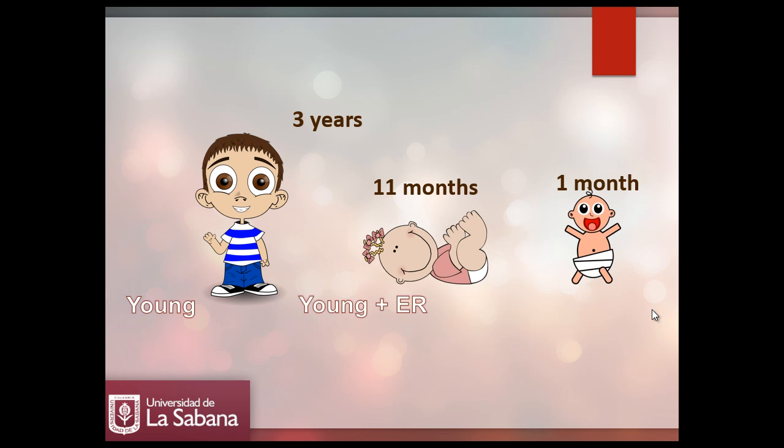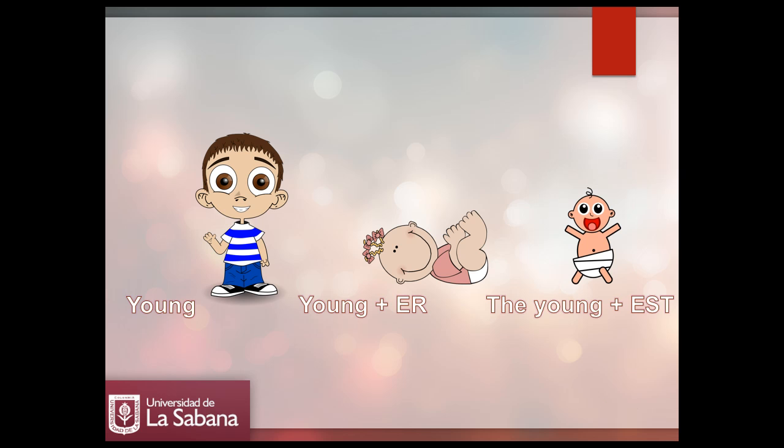Betty and George have a baby cousin. Her name is Lena, and she's only 1 month old. She is the youngest of all. Notice that when we compare two things, we add er to the adjective.